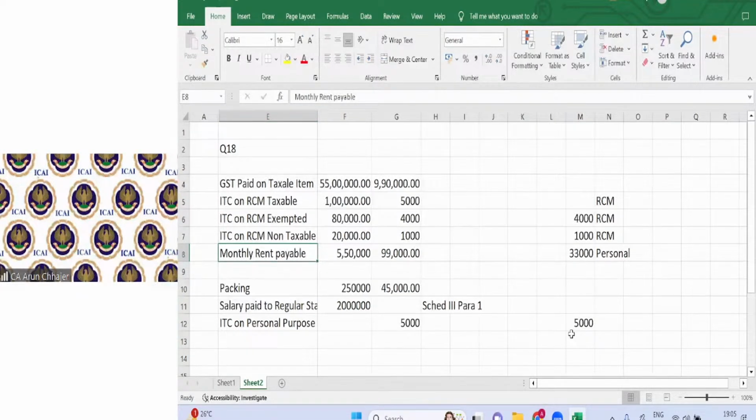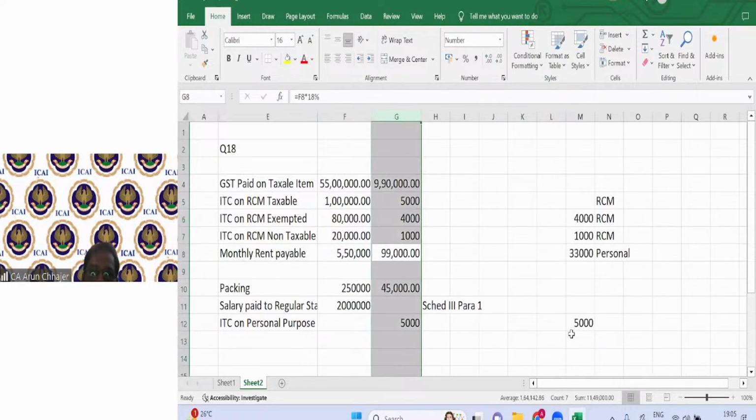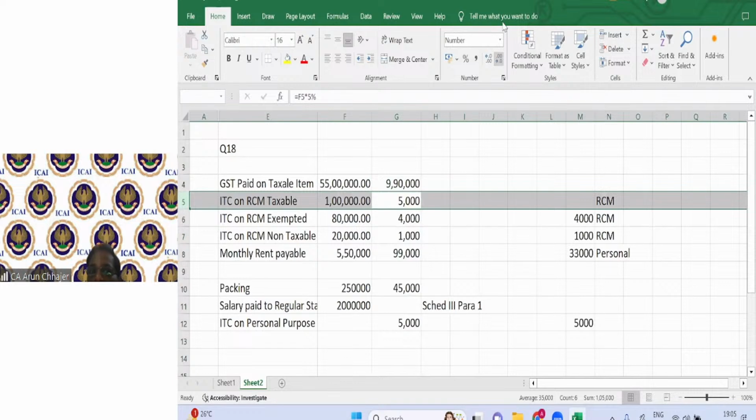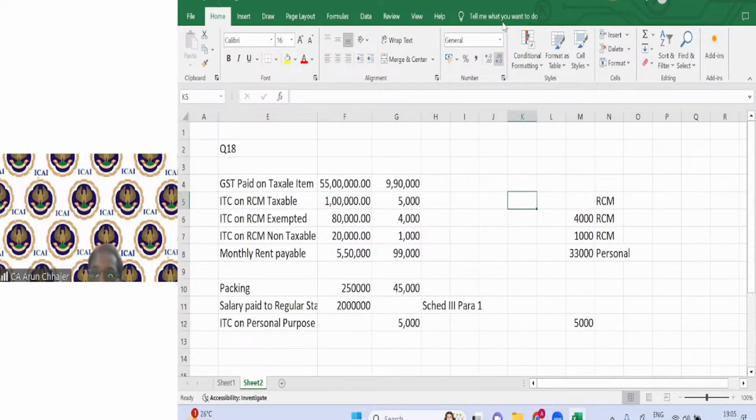चलो ठीक है. So 5,000 is taxable ना. 5,000 is taxable. Correct. So I can give the name as T4. GST paid on the taxable item. I can say it is T4. Right?